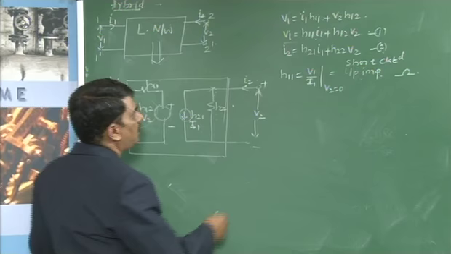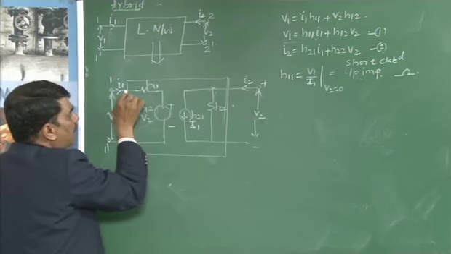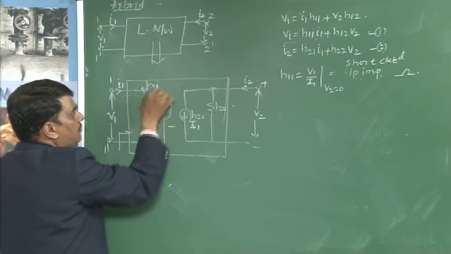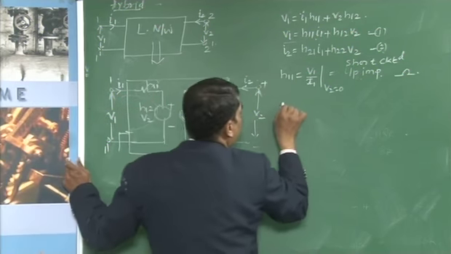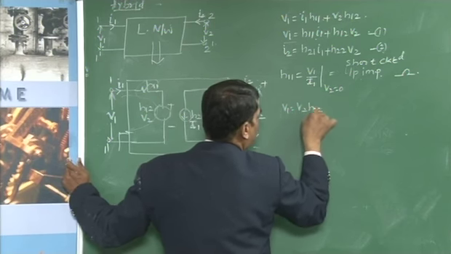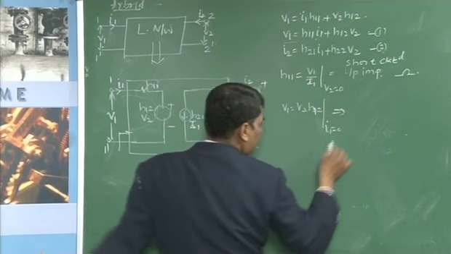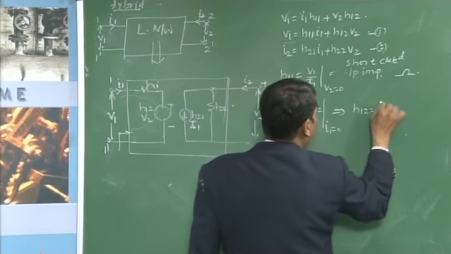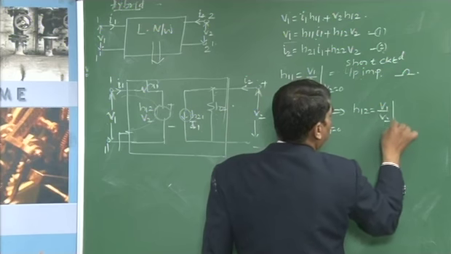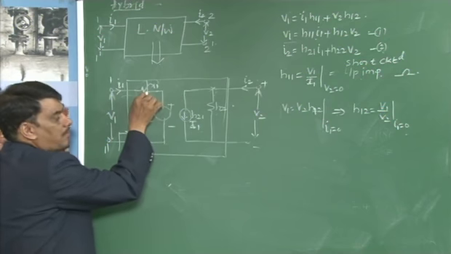And similarly, to determine H12, the current I1 should be 0. When the current is 0, you are going to get V1 is equal to V2 H12, when I1 is equal to 0. This implies that H12 is equal to V1 by V2 with I1 equal to 0. When I1 is equal to 0, it is acting as an open circuit.